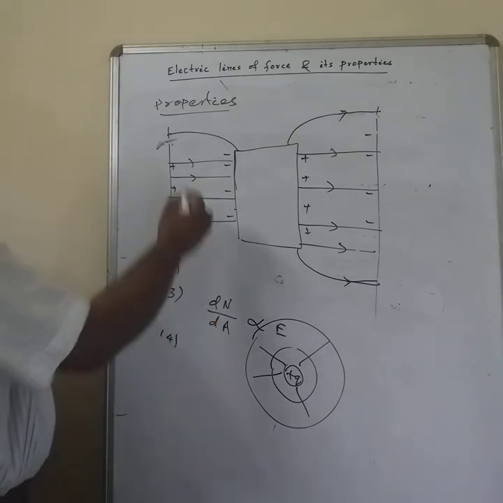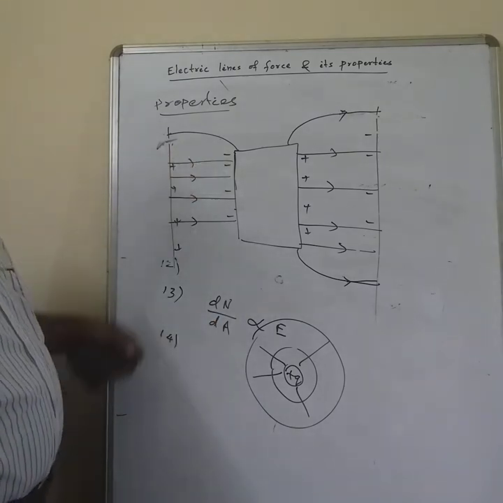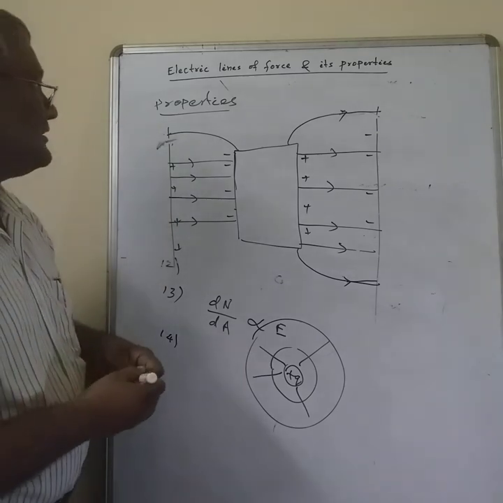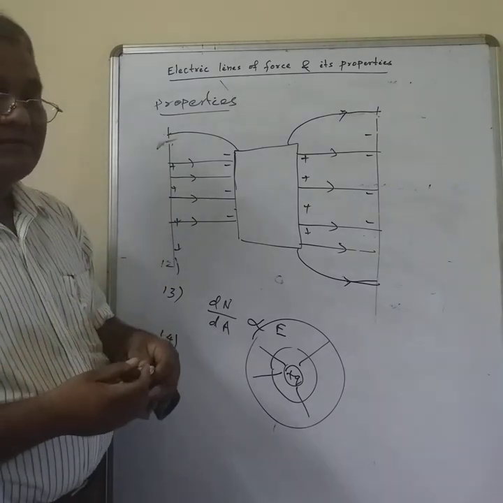Like this electric field lines will be there, and by drawing a tangent to the field lines we can find out the electric field at any point. This is all about what electric lines of force are and their properties. Thank you.